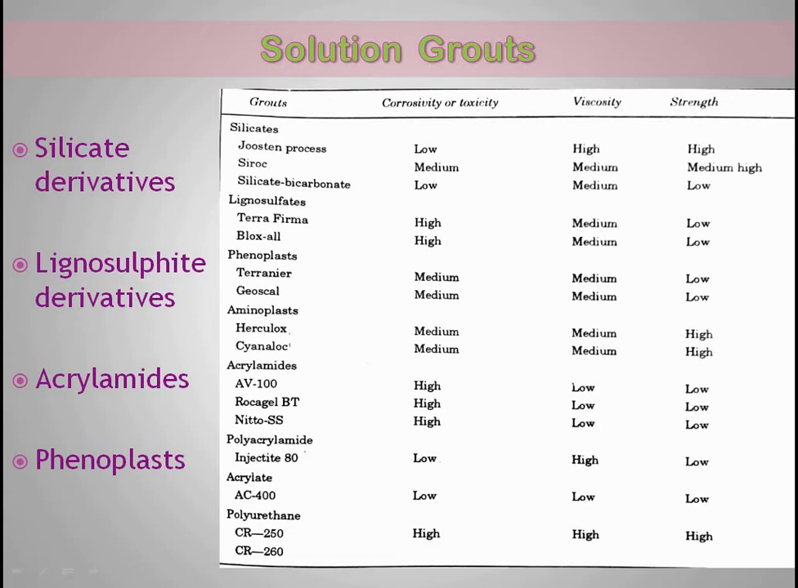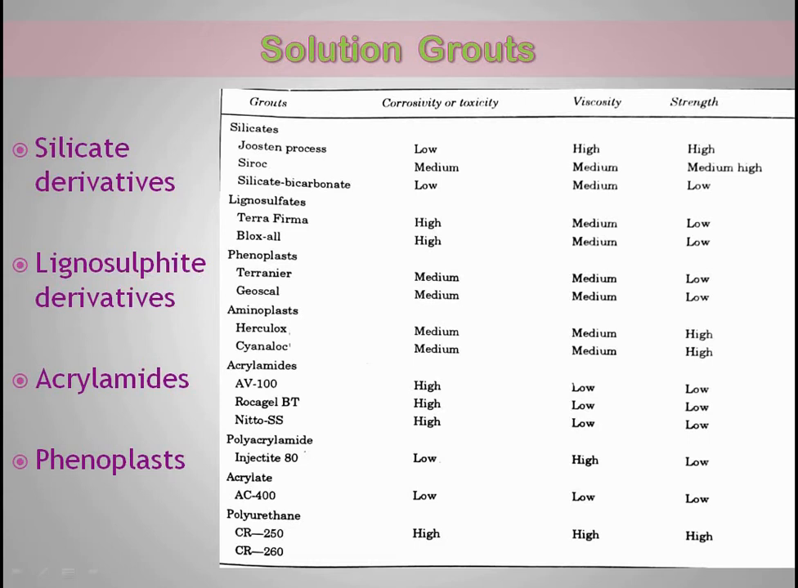Coming to the second main group of grouting material, that is the solution grout. We have four major types under the solution grouts. One is silicate derivatives, the second is lignosulfide derivatives, the third is acrylamides, and the fourth is phenoplast. In all these types, we have different brands of solution grouts, which are commonly available in the market.